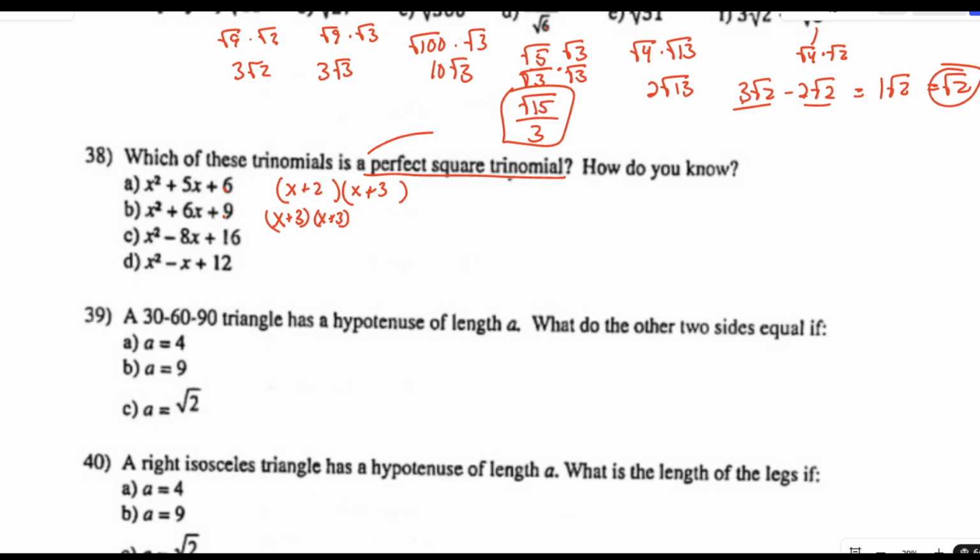Yep, I think B. But let's keep checking. C looks promising also. Let's see, two numbers that multiply to 16 but add to negative 8. Seems like it'd be x minus 4, x minus 4. So I've got two answers that seem like they're right. And that one's definitely out.